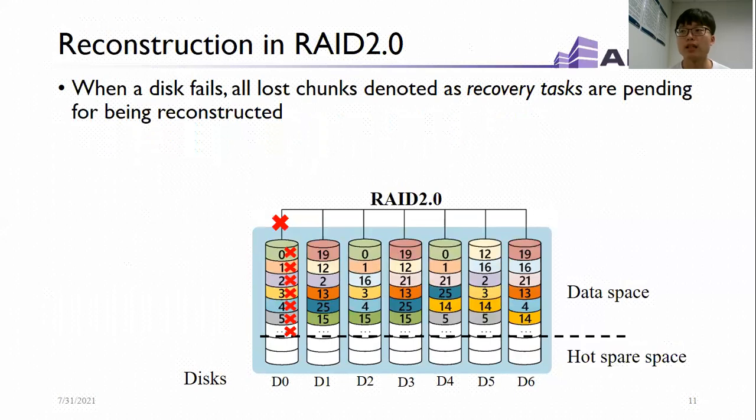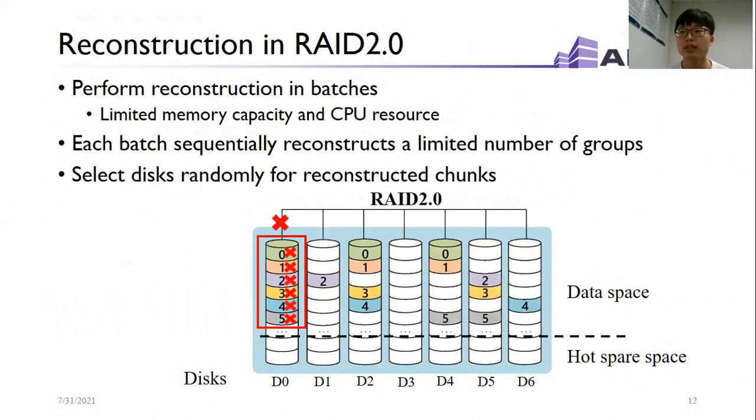When a disk fails in RAID 2.0, all lost chunks, denoted as recovery tasks, are pending for being reconstructed. Due to limited memory capacity and CPU resource, RAID 2.0 performs reconstruction in batches, each batch with a limited number of groups. The existing failure recovery schemes tag groups with successive serial numbers into a batch and write the reconstructed chunks to randomly selected disks.